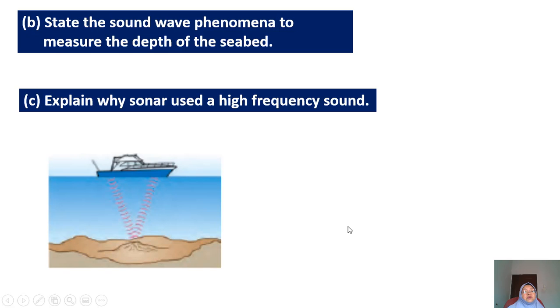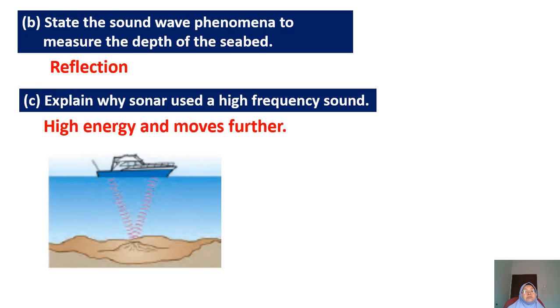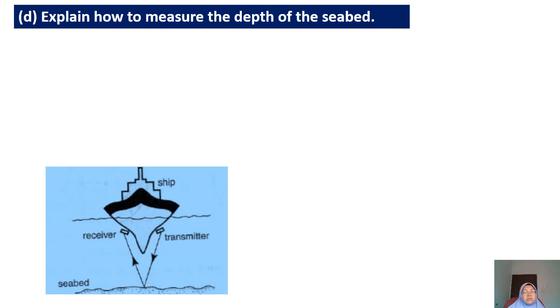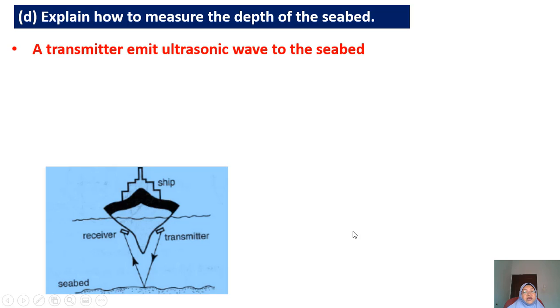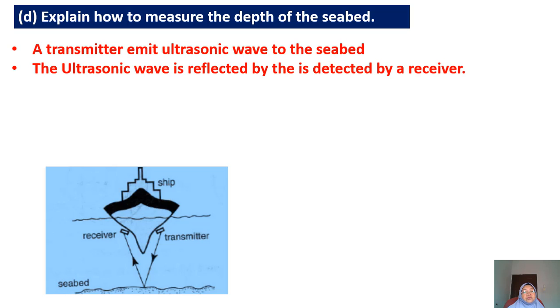State the sound wave phenomenon used to measure the depth of the seabed. Reflection. Explain why sonar uses high frequency sound: high energy, and it can move further. Explain how to measure the depth of the seabed. So we need to have a transmitter and a receiver. First the transmitter emits ultrasonic wave to the seabed. Then the ultrasonic wave is reflected by the seabed and is detected by a receiver.